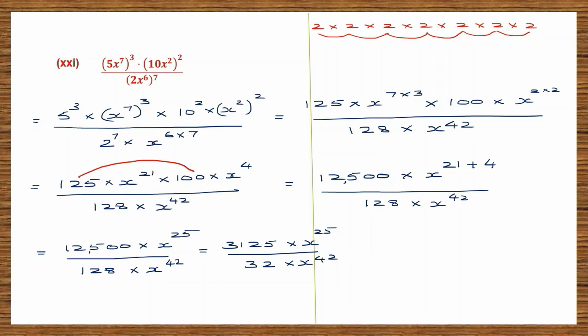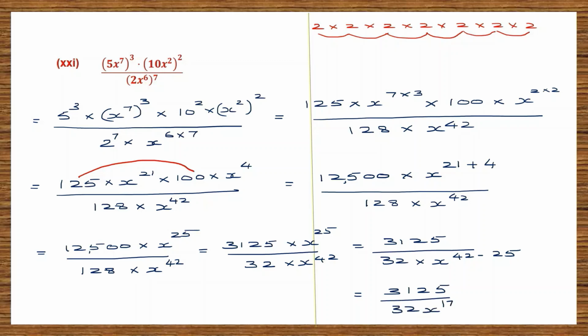So here we will have 3,125 is the number, and in the denominator we are going to have 32 into x to the power of 42 minus 25. We brought the power from here, we brought it down, because when you subtract, you must subtract the smaller power from the bigger one. That's how we got 42 minus 25. And how much is 42 minus 25? 17. So that means, what do we get here? 3,125 by 32 x to the power of 17.